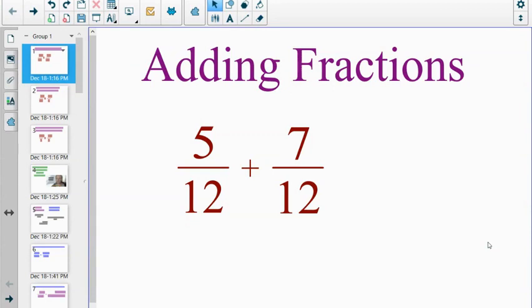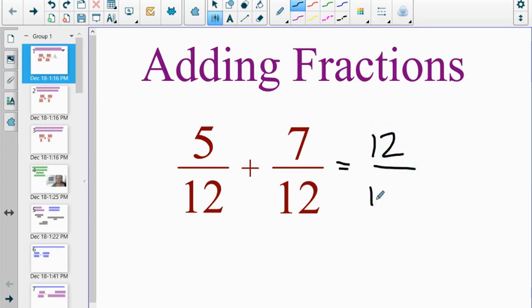It is going to get more complicated than this, but I just thought I'd remind you that if I'm adding two fractions like 5/12 and 7/12, if they already have the same denominator, we're in business. 5/12 plus 7/12 is 12/12. And of course, 12/12 is just 1. The idea being if the same denominator is already there, no worries.